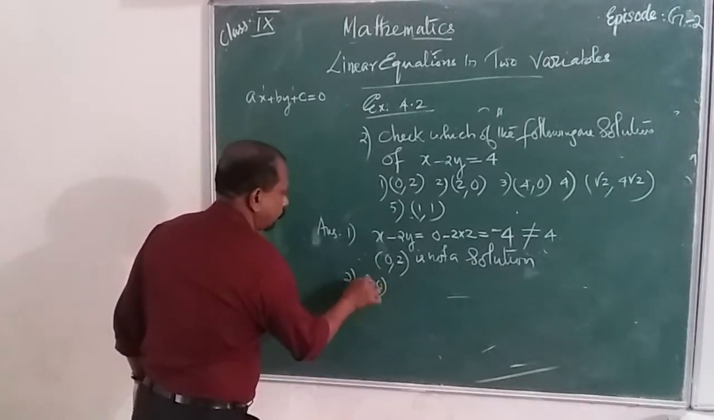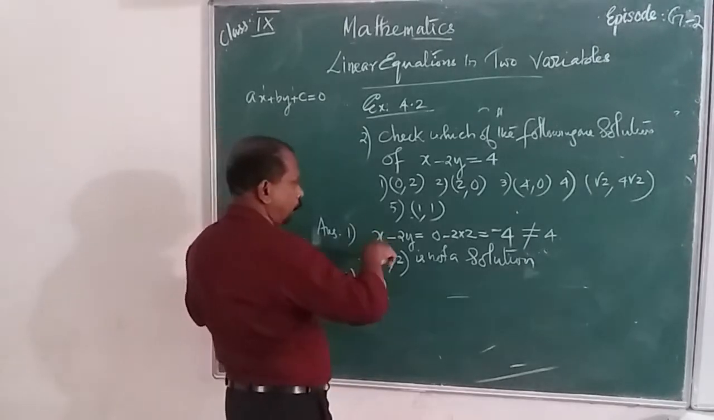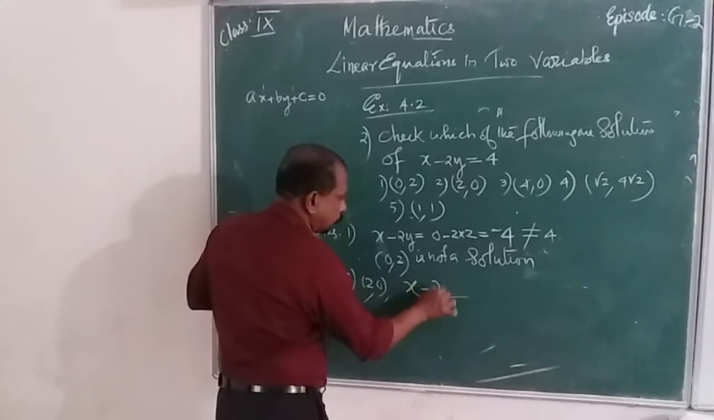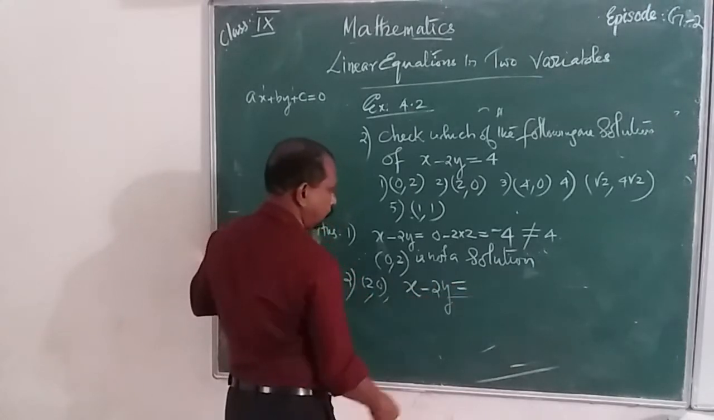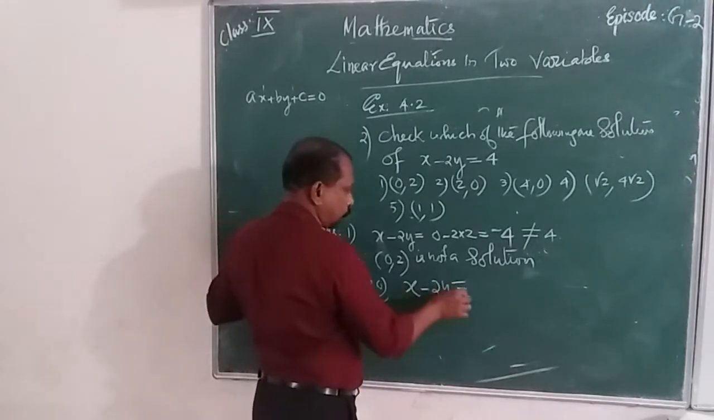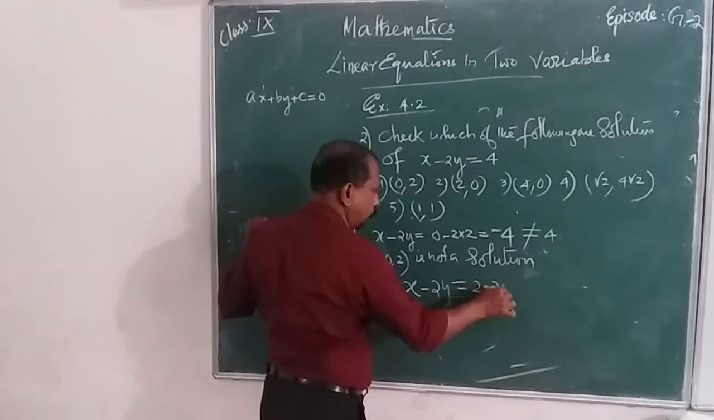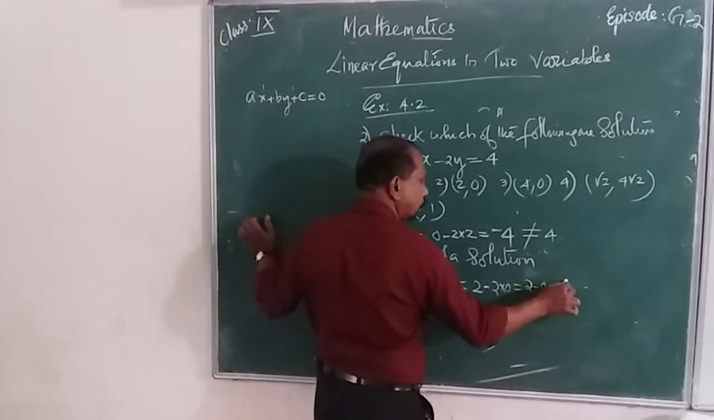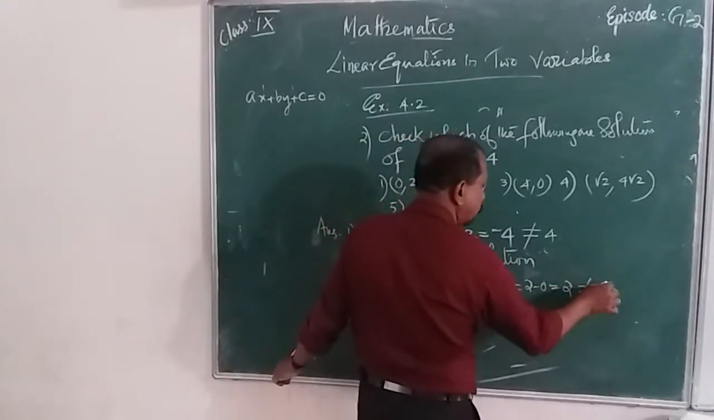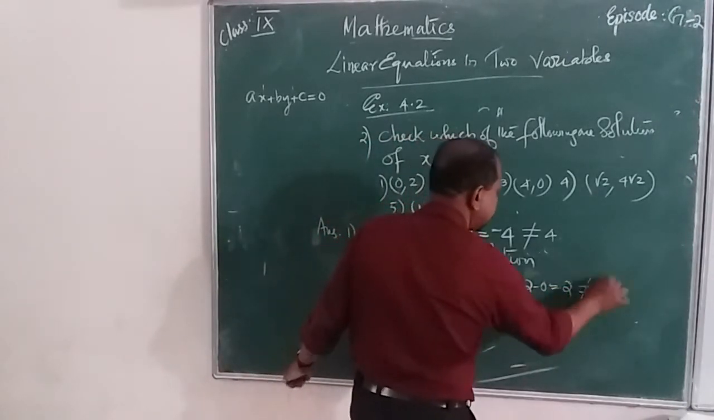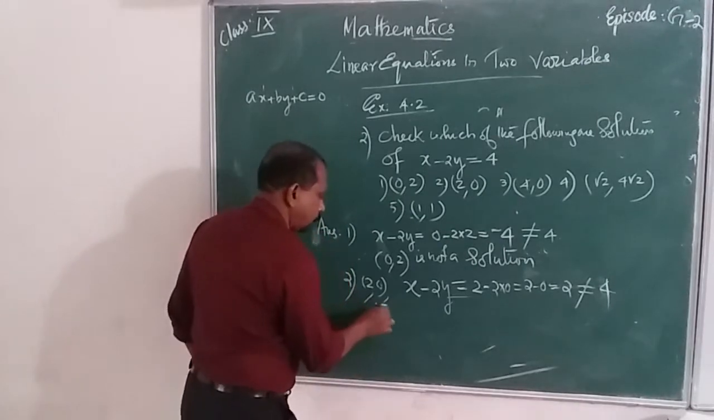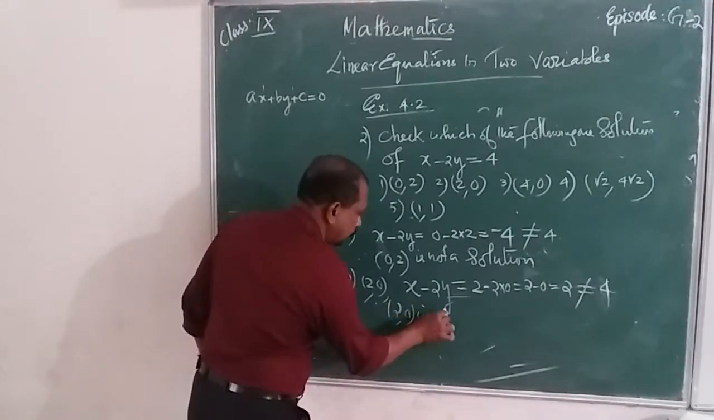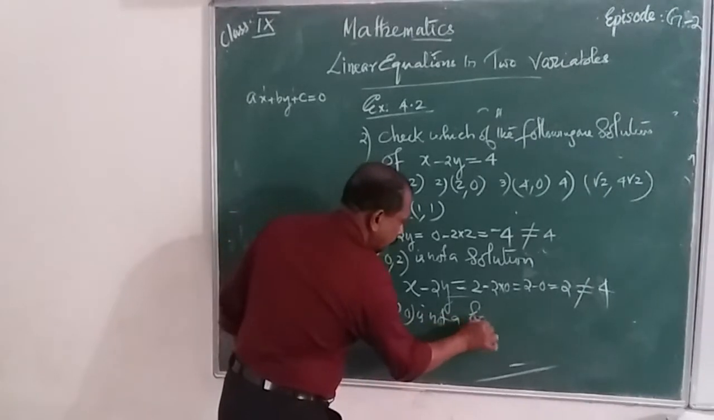(2, 0). Similarly, in this problem, x minus 2y, x is 2, minus 2 into 0, is equal to 2 minus 0, is equal to 2. That is not equal to 4. Therefore, (2, 0) is not a solution.